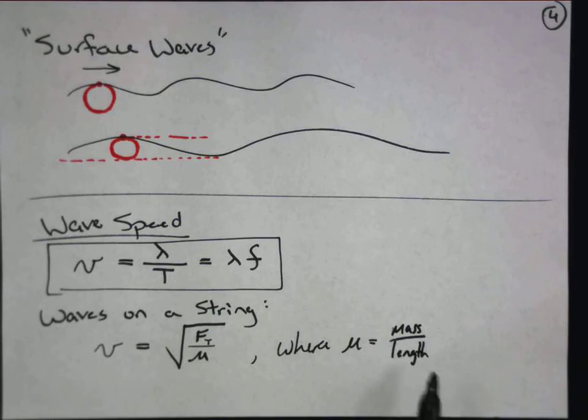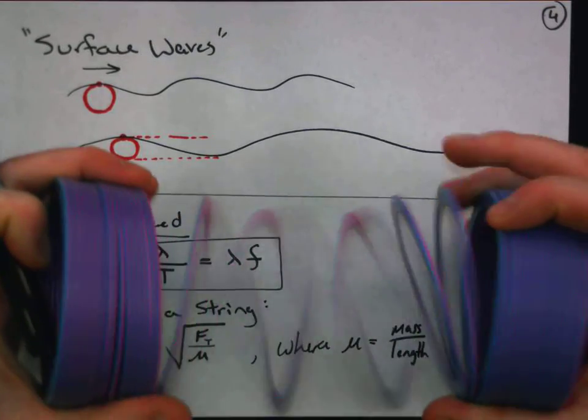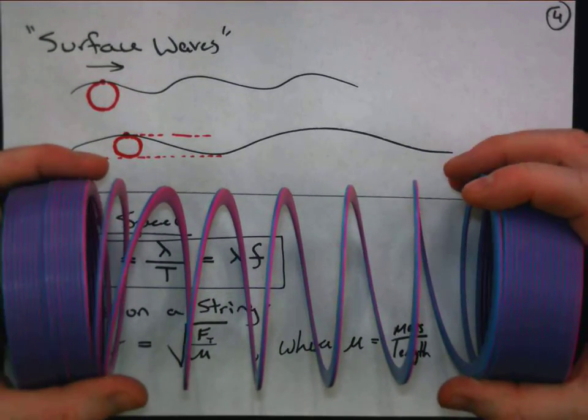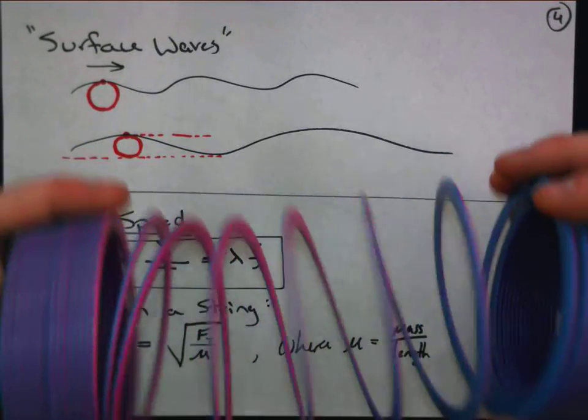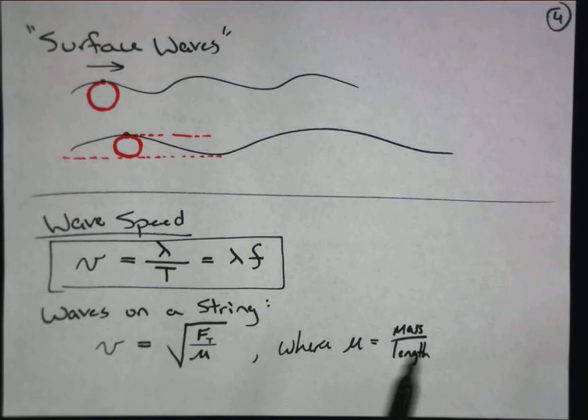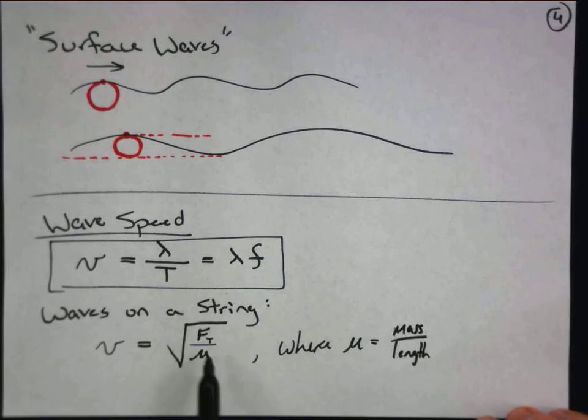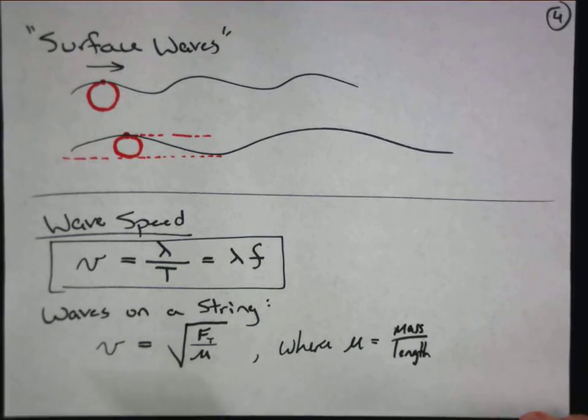A centimeter of it, a meter of it, a kilometer of it, whatever. What is the mass of that length of it? And that value is this guy right here. So the larger the mass, the smaller the speed of the wave in that string. You use a lighter, thinner string, the wave will travel faster. Use a thicker, heavier string or rope or cable, and the wave will travel slower.